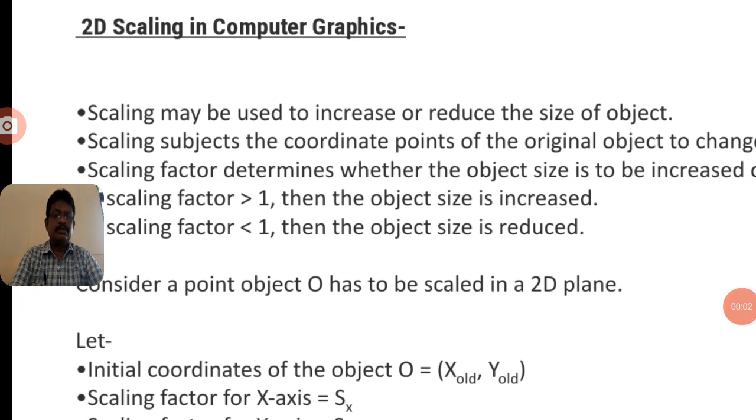Hi students, today I am going to explain the concept of 2D scaling. In the previous videos, I explained two transformation techniques, 2D translation and 2D rotation. In this session I am going to explain the third transformation technique, that is 2D scaling.